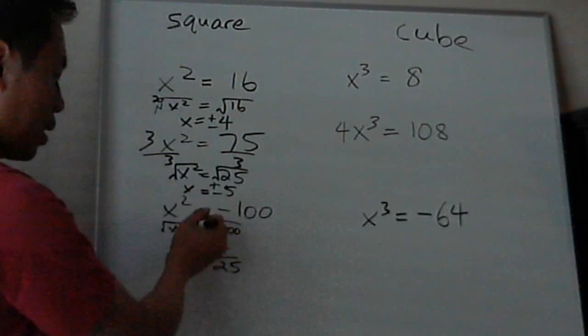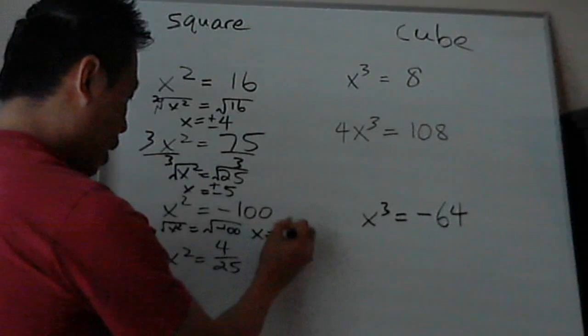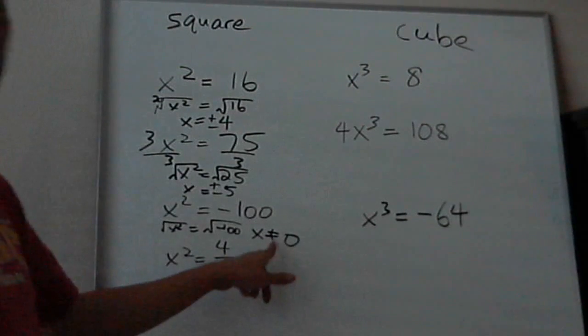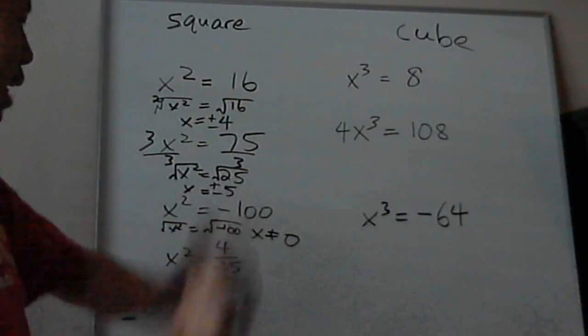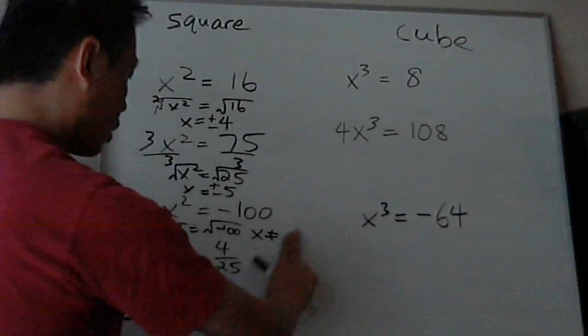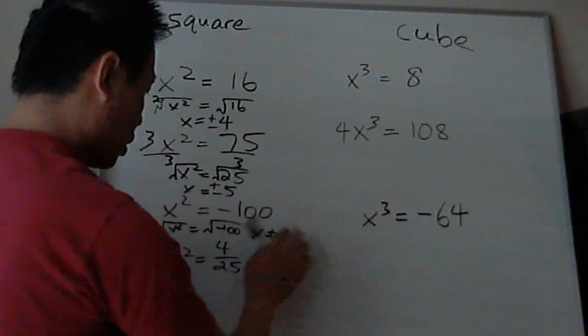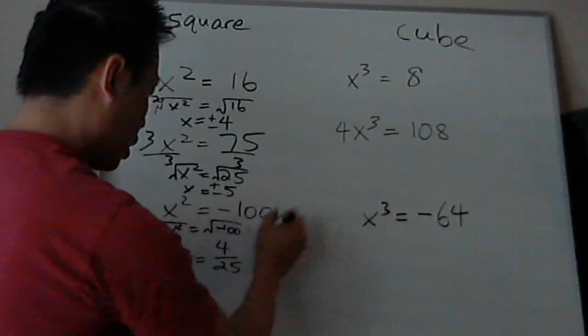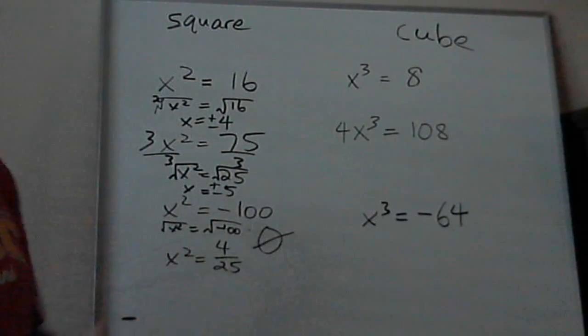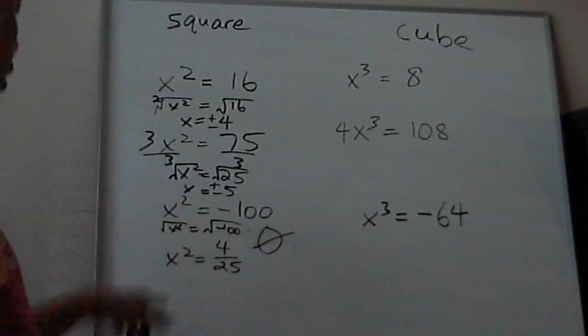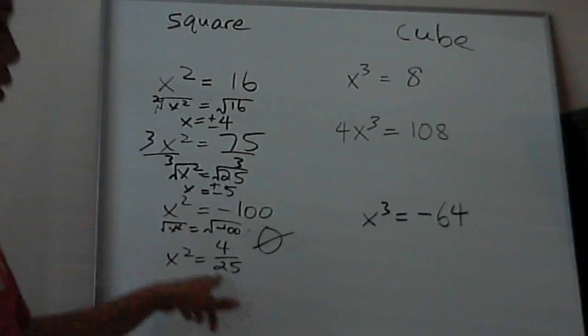So the answer here is really no set. There's no answer, no solution. You cannot do that. That's how you write no solution. Okay. So next problem now, we have x squared equals 4/25.